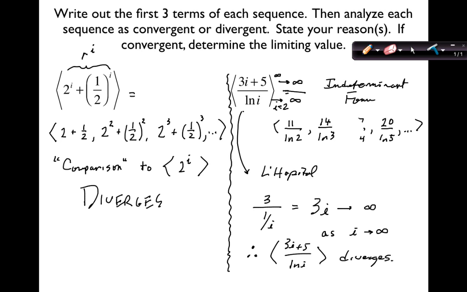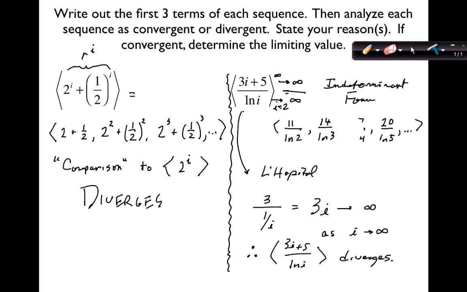So this is L'Hopital's rule. Derivative of the numerator divided by the derivative of the denominator gives us 3 over 1 over i, which is the same as 3i. That certainly diverges. Therefore, the original sequence diverges.